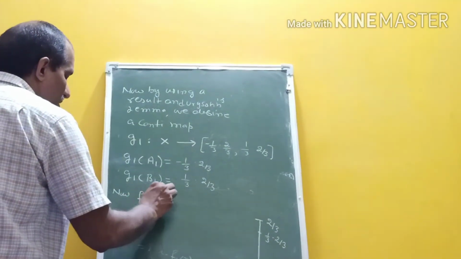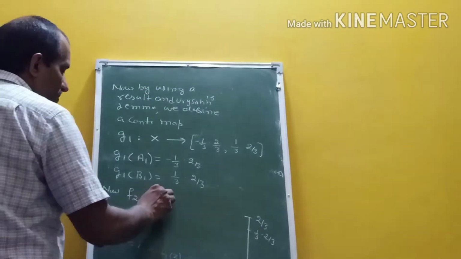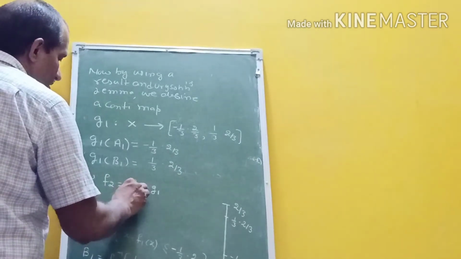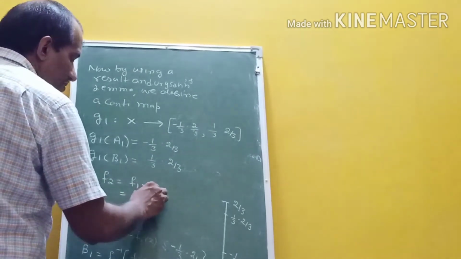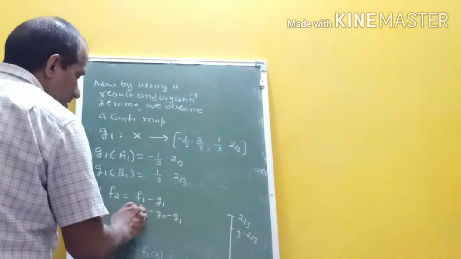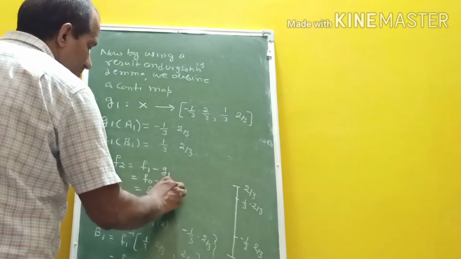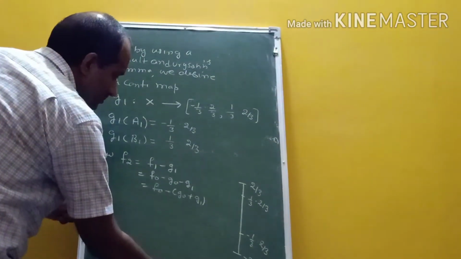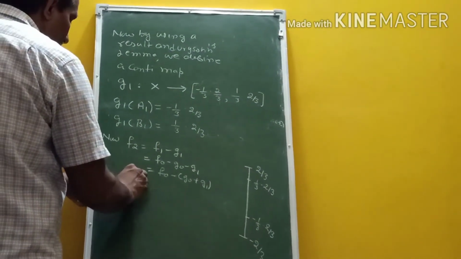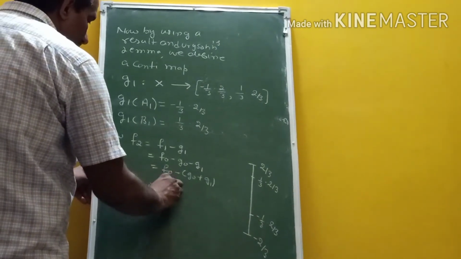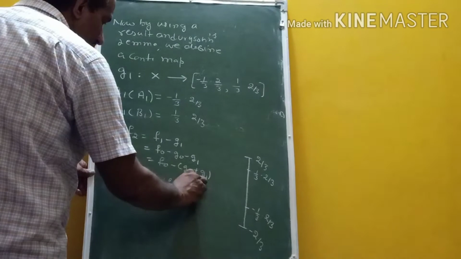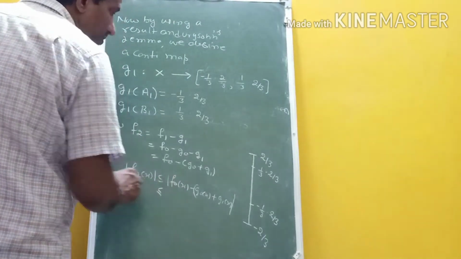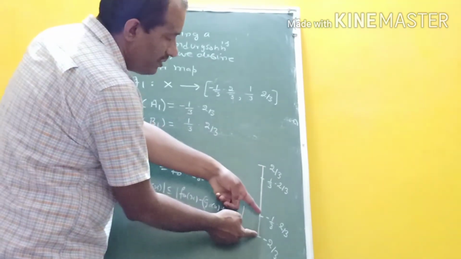Now F2 is equal to F1 minus G1, and this is equal to F0. F1 is equal to F0 minus G0 minus G1, and this is equal to F0 minus G0 plus G1, and you see from here F2(x) is less than or equal to F0(x) minus G0(x) plus G1(x), and we have removed this portion from here.